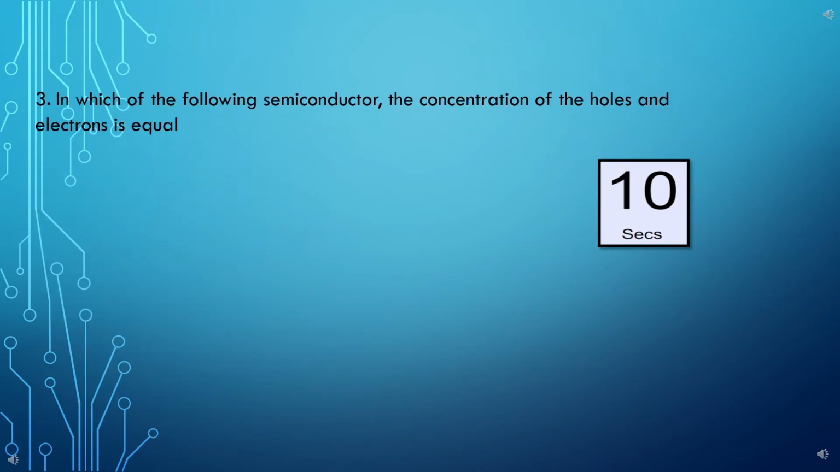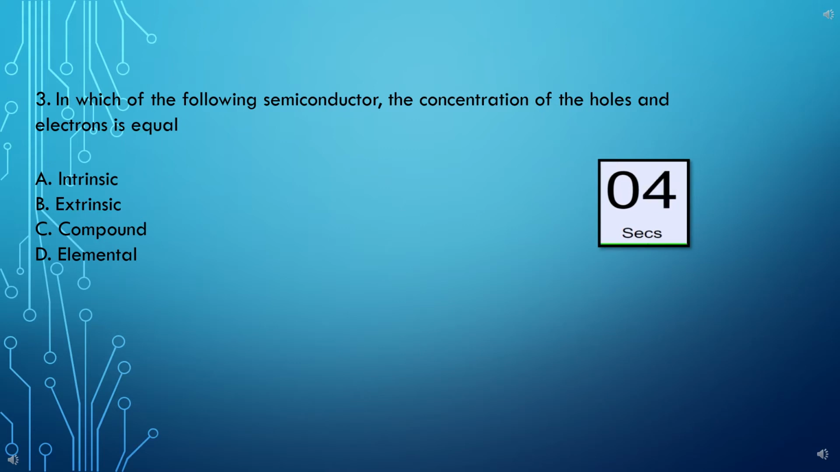In which of the following semiconductors is the concentration of the holes and electrons equal? Option A. Intrinsic. B. Extrinsic. C. Compound. D. Elemental. Answer: intrinsic.